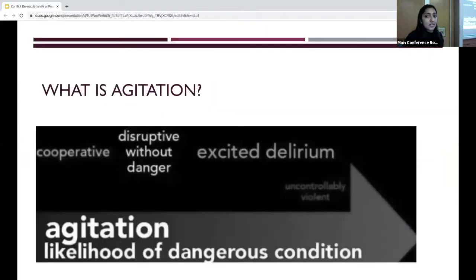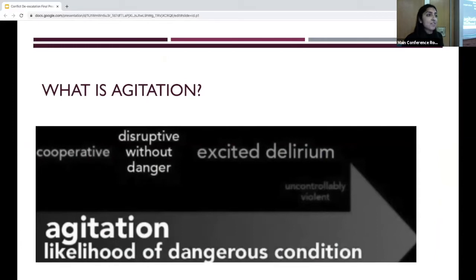So we can consider agitation as a continuum, which ranges from anxiety to high anxiety to agitation to aggression. More specifically, this picture is by Reuben Strayer. He described it in MRAP and then later in April 2020 in EMCrit as 3 different categories: agitated but cooperative, disruptive without danger, and disruptive and dangerous.